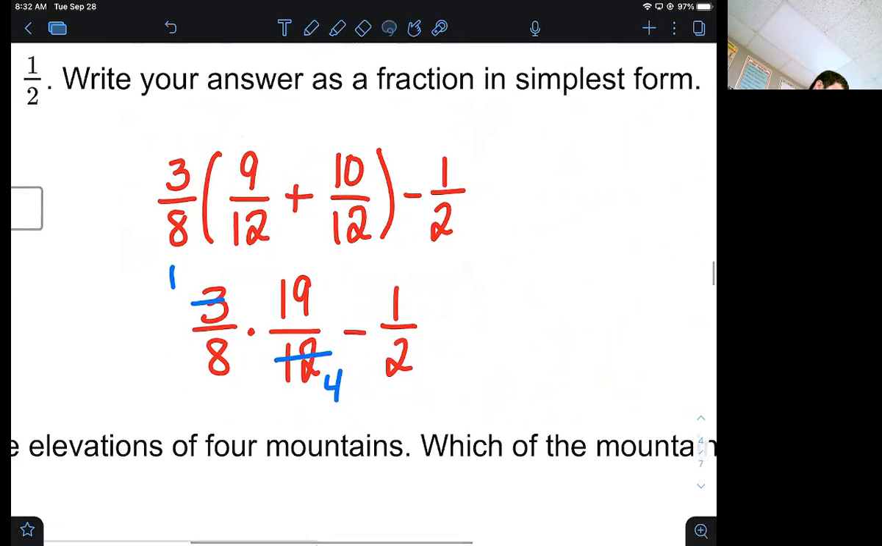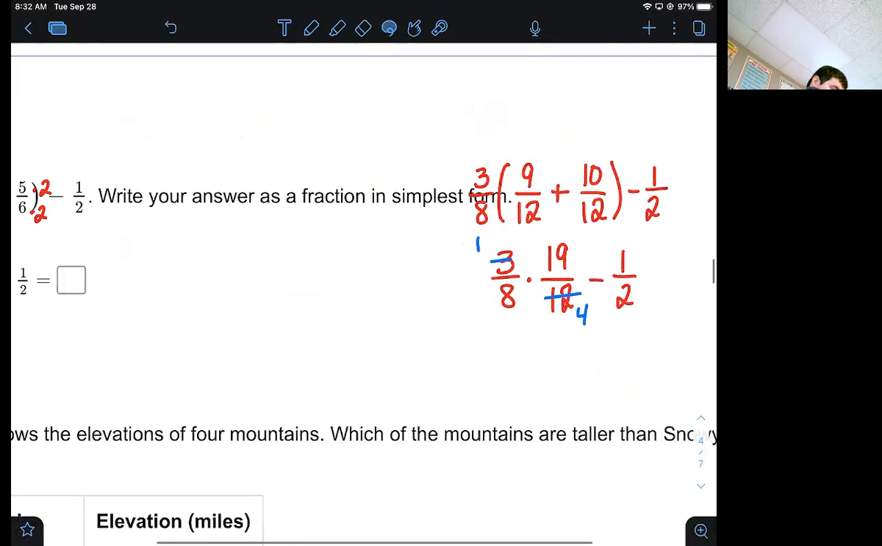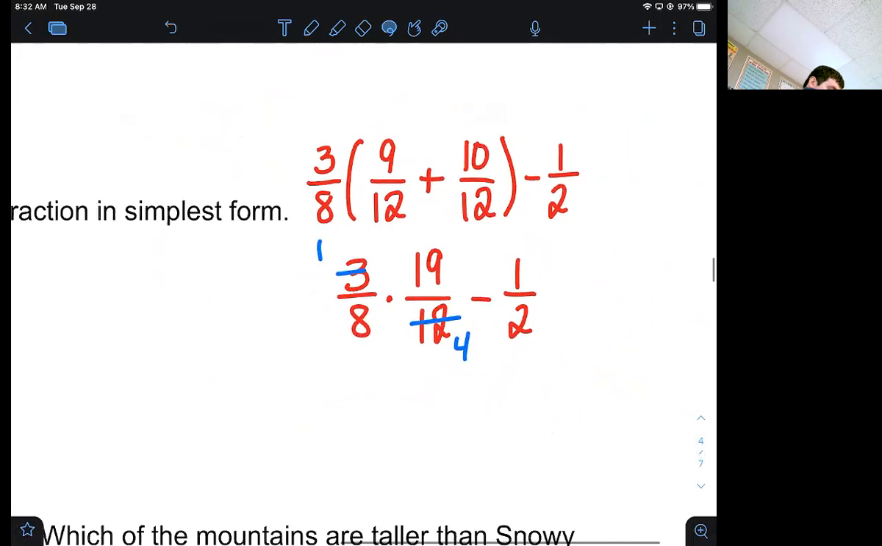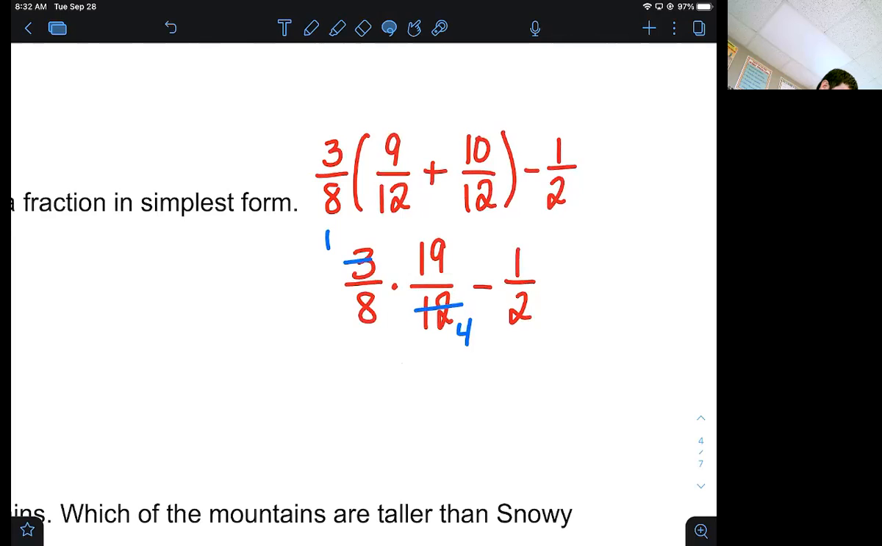Okay. I'm running out of room. Let's shift this over here. What is 1 times 19? And 8 times 4? 32. Oh, did the 8 and the 4 cancel? Can I cancel 8 and 4? Why not? They're both on bottom. It's got to be a top bottom canceling.